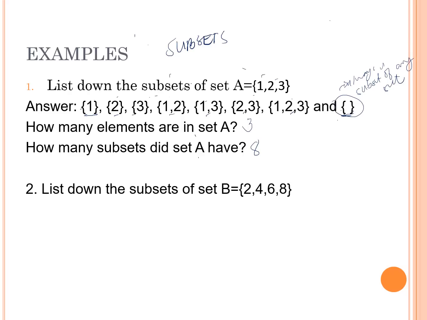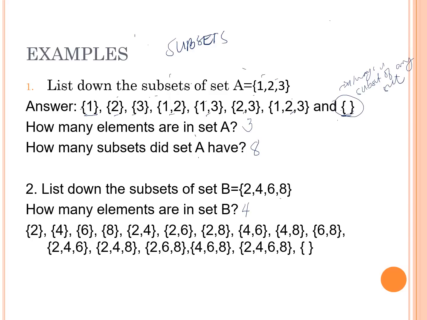Here is another example. We are going to list down the subsets of set B. How many elements are in set B? We will answer that right now. The number of elements is 4, and here are the subsets. Again, we start by listing down the individual elements: 2, 4, 6, and 8.